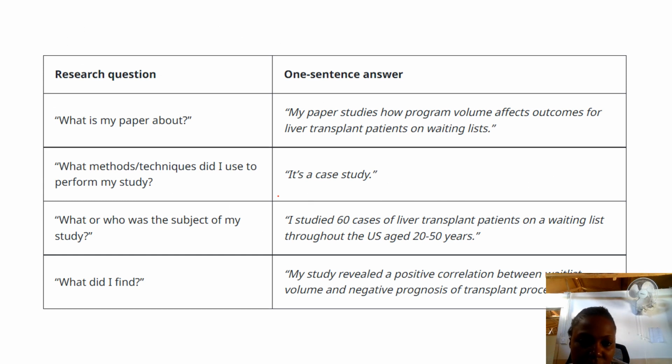These are the questions you can ask. What is my paper about? My paper is about so-so. Which methods am I using to perform my study? I'm using this case study, for example. What or who was the subject of my study? Maybe their students or their patients or their community. What did I find? This you can ask yourself later, but these first three questions are important. They help you to create a title.